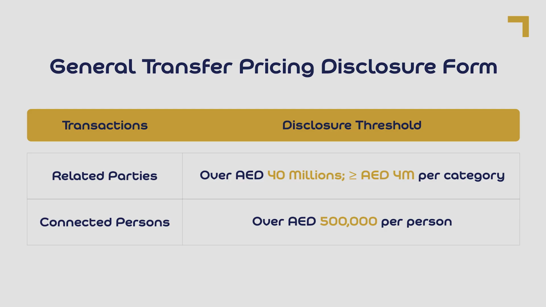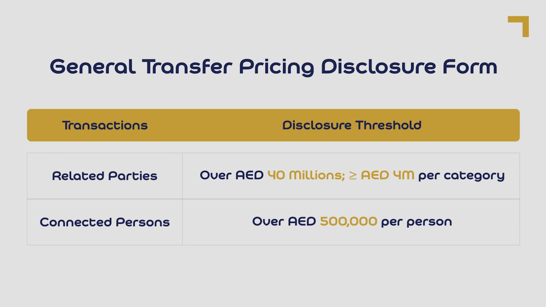Disclosure thresholds apply for related parties and connected persons. If the aggregate value of transactions with related parties exceeds AED 40 million in a tax period, the taxpayer must complete the related party and connected person disclosure form when filing the corporate tax return.